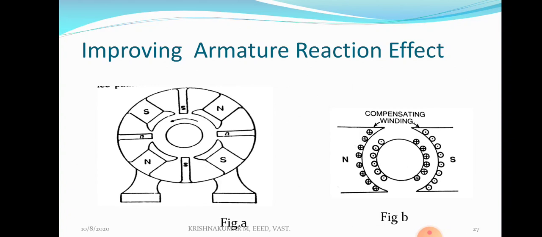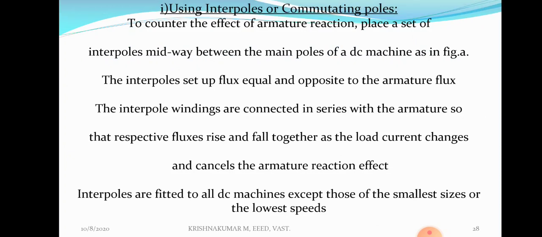So how can we improve the effects of armature reaction? We can adopt four different methods, and we will discuss them one by one. First one: using interpoles or commutating poles, or compoles. Using interpoles, we can minimize the effect of armature reaction to a certain extent.